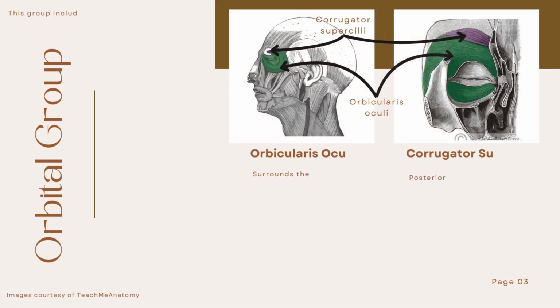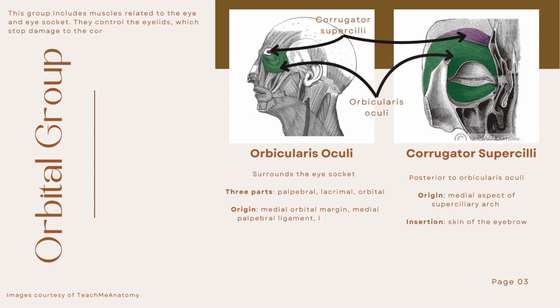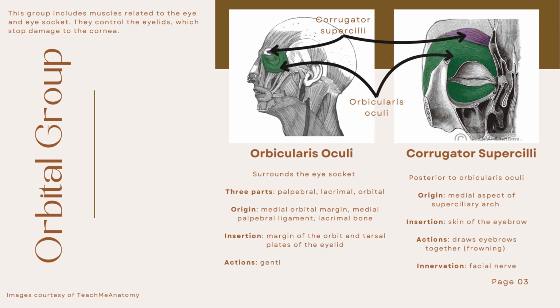So starting with the orbital group, these muscles are essentially associated with the eye socket, and they control movements of the eyelids, which stop any damage to the cornea. So starting with the orbicularis oculi, this is the muscle that surrounds the eye socket, and it has three parts: the palpebral part, the lacrimal part, and the orbital part. Origin of the muscle is the medial orbital margin, the medial palpebral ligament, and the lacrimal bone, with the three parts respectively. They insert into the margin of the orbit and the tarsal plates of the eyelid. So essentially, as you can see in the picture, all around the eye.